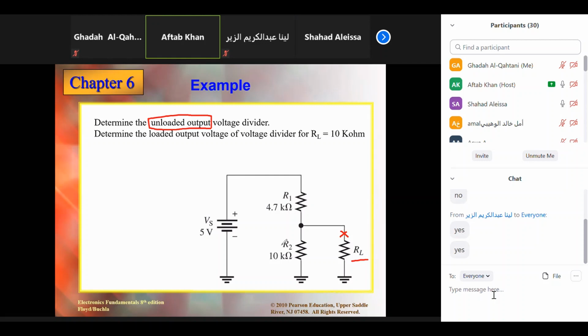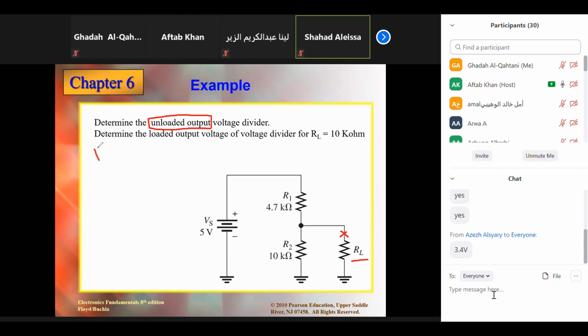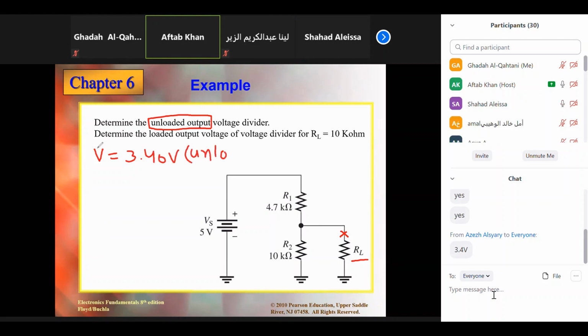That would be 3.40 volts. Not 3.44, just 3.40. So V out is equal to 3.40 volts, which is the unloaded voltage.